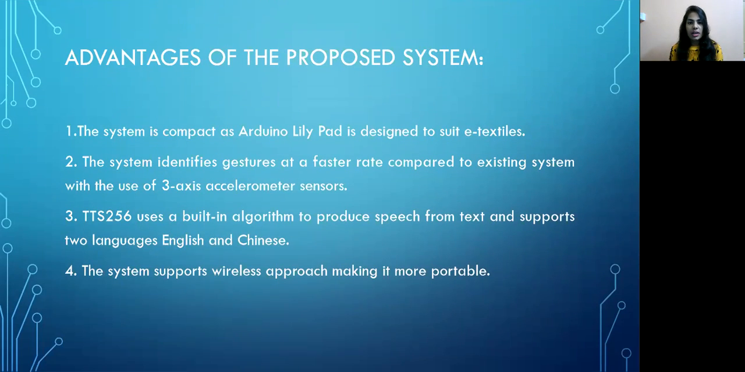Coming over to the advantages of the proposed system, this is the most important aspect of the proposed system. Since the system is compact and very light, it is very useful for a disabled person to take it along. So this shows that the system is portable. The second advantage is that the system identifies gestures at a faster rate as compared to the existing system, since it makes use of three-axis accelerometer sensors compared to the flex sensors used in the existing system.